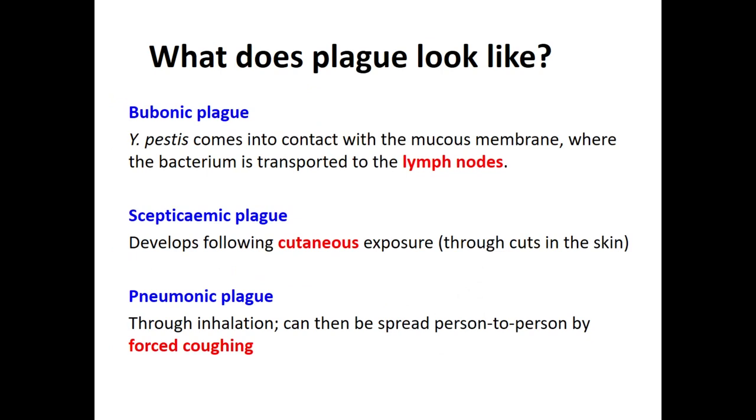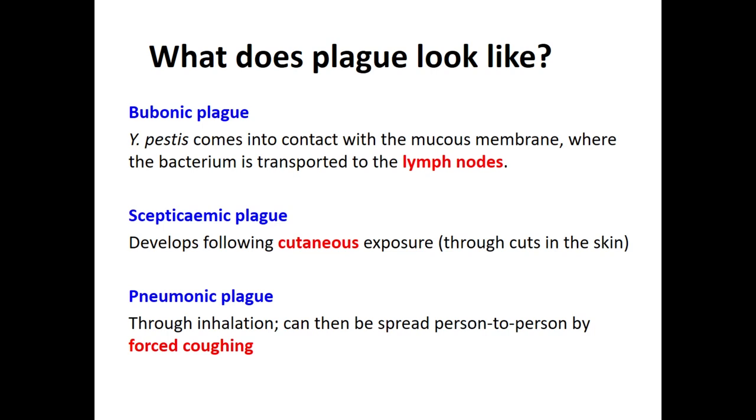There are actually three types of plague. We're probably more familiar with the first one, bubonic plague, which is the swelling of the lymph nodes, as we'll see a little bit later on. I'm going to focus on that one a bit later because, as I say, it's the one that I think we're all familiar with. But there are actually two other types of plague as well.